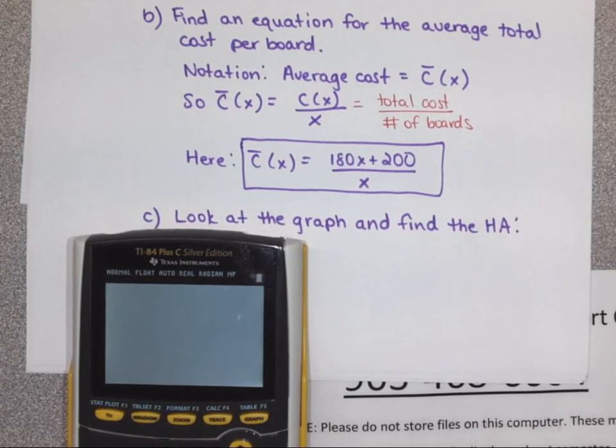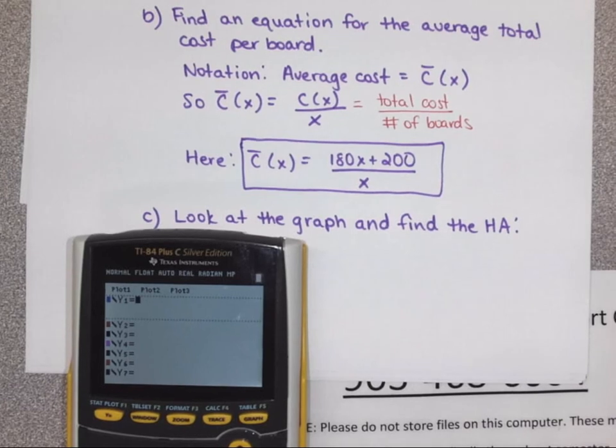You don't have to enter this in. You can just kind of look up here if you want. So notice I have something with more than one piece. So what do I need? Where do I need parentheses for sure here? You need it on the top. You don't have to have it on the bottom. So 180x plus 200 divided by x.